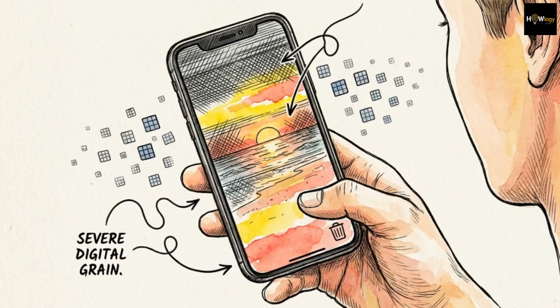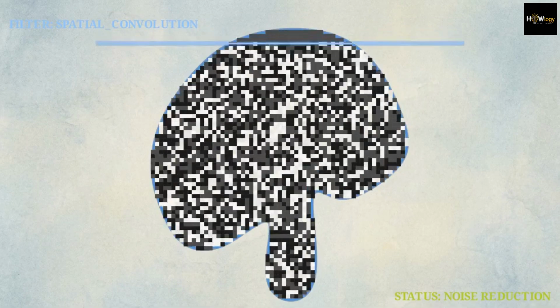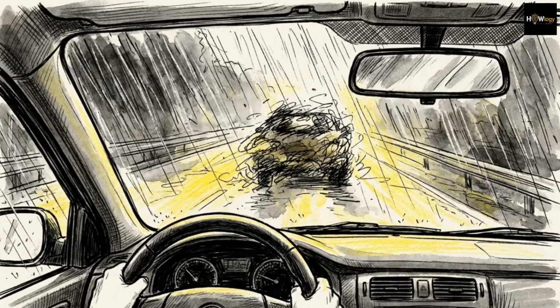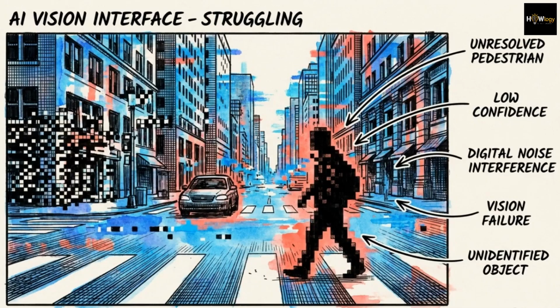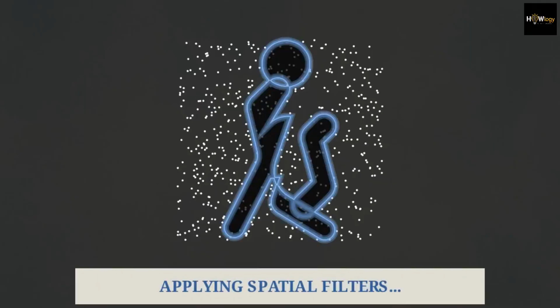A grainy sunset photo on a smartphone is an annoyance, but in high-stakes environments, that same static is a critical failure. Medical imaging machines rely on clear scans to detect microscopic anomalies, and self-driving cars need perfect visibility to read road signs through a heavy storm. If a computer's vision is clouded by digital interference, it cannot distinguish a pedestrian from a shadow. It has to see the true physical shapes beneath the static to make a safe decision.